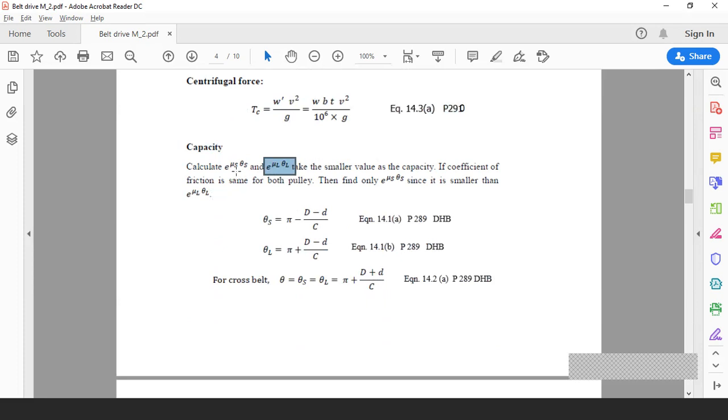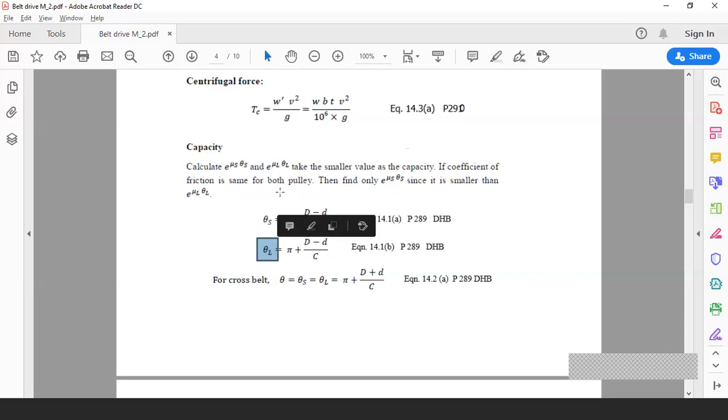So the smaller value out of these two is to be considered for the design or the capacity. The smaller value is to be treated as the capacity. Suppose the coefficient of friction mu is the same for both the pulleys, then we have to find only e raised to mu s theta s, as this is the smaller value than e raised to mu l theta l. Next, theta s you have to calculate and theta l you have to calculate.